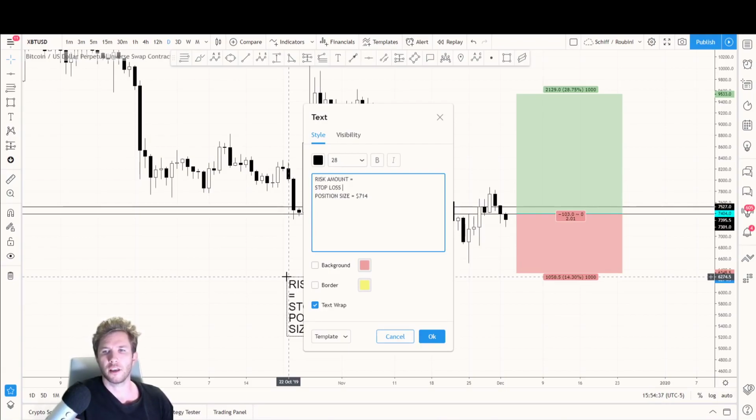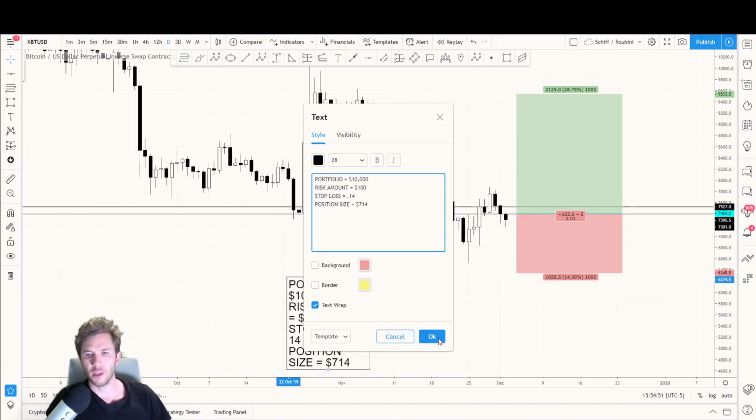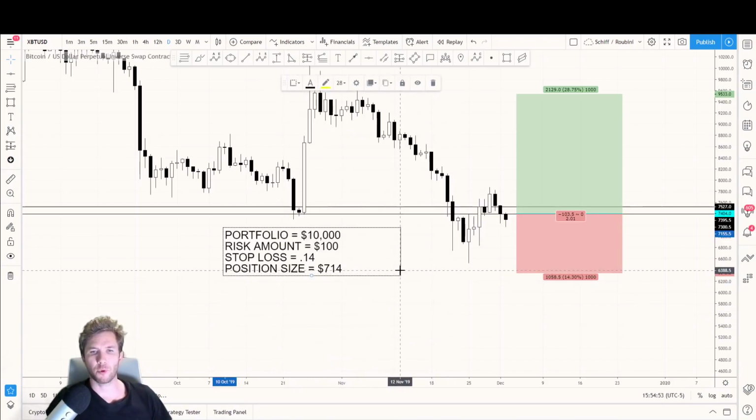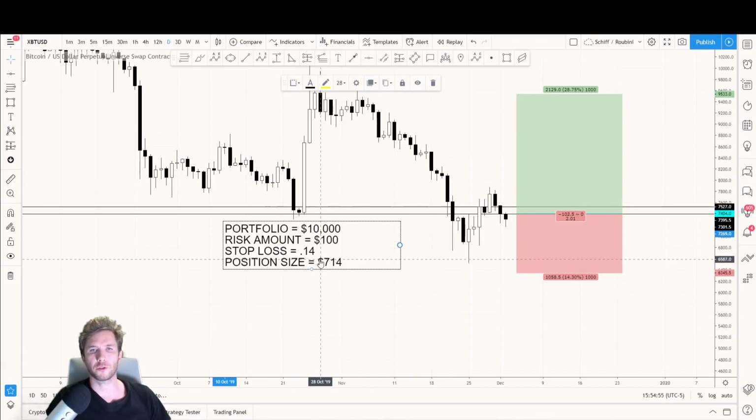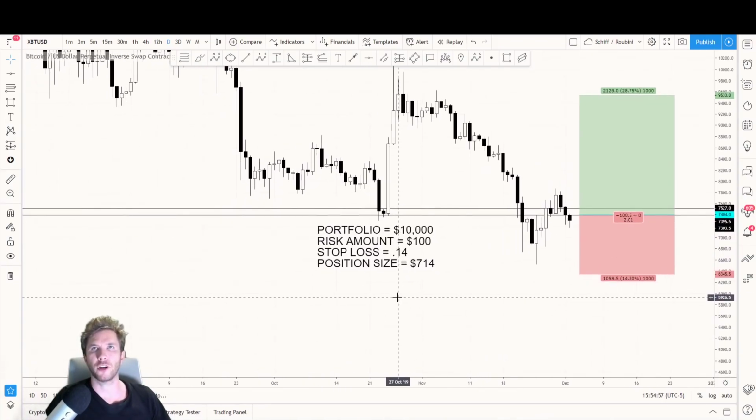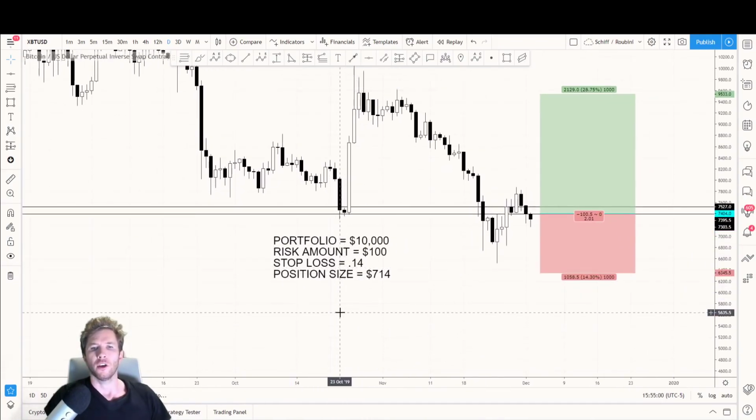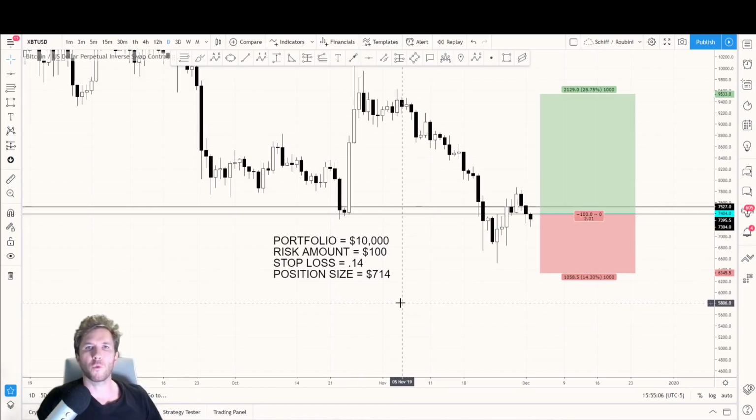Stop loss equals 0.14, and risk amount equals $100. Portfolio equals $10,000. Okay. This is not sexy, but this is how you become a profitable trader, and this is how you can margin trade successfully. All right. So you take your $10,000. How much do I want to risk? 1% capital. Now, when can you risk more than 1%?